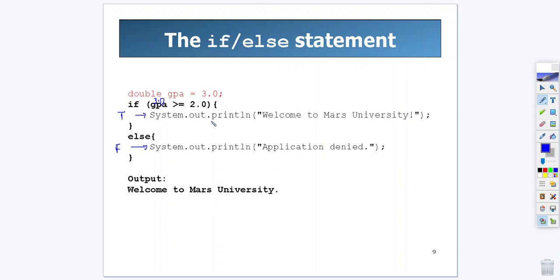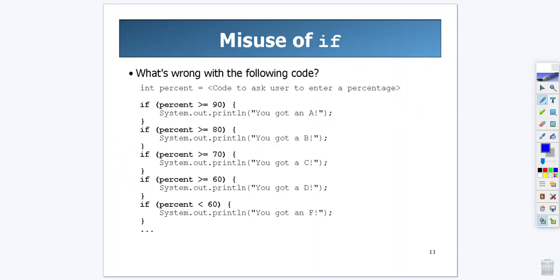So I got into Mars University. Yay! Even though that's kind of a low GPA, but gotta work hard at Mars University. All right, so again, this happens when my condition is true. This happens when my condition is false. So if my GPA is 1.0, that's not greater than 2.0, so I don't get into Mars University. My application is denied.